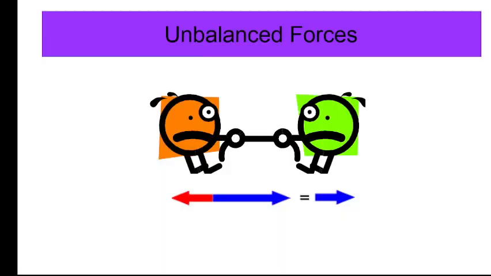Another example of unbalanced force: we can see the first person is applying less force than the second person, so the net force will be in the right direction. 4 Newton is applied to the left and 10 Newton to the right. So the net force will be how much? 10 minus 4, 6 Newton, in the rightward direction.